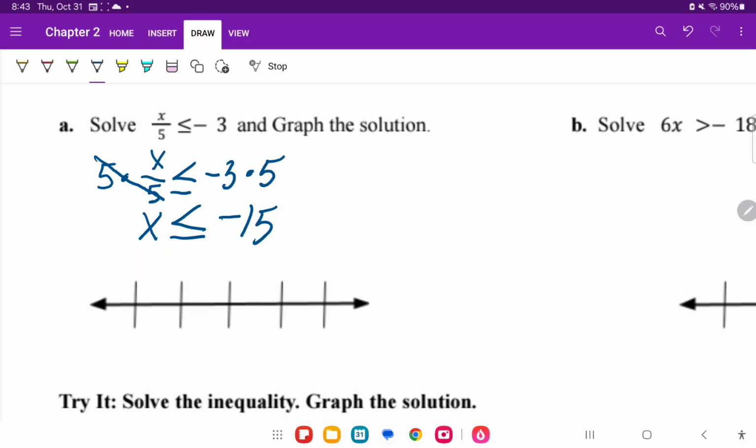Okay, so we're going to put our -15 right in the middle, and then this is going to increase, so we'll have -14, -13, and going this direction it decreases, -16 and -17. So we're going to have a closed circle right here at -15, and then since it's going in the less than direction, it's pointing to the left. We're going to go this direction right here.